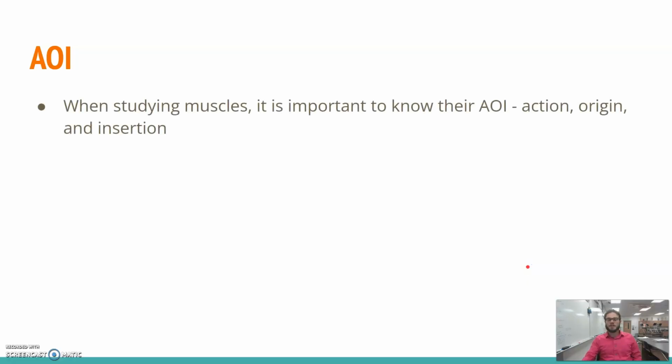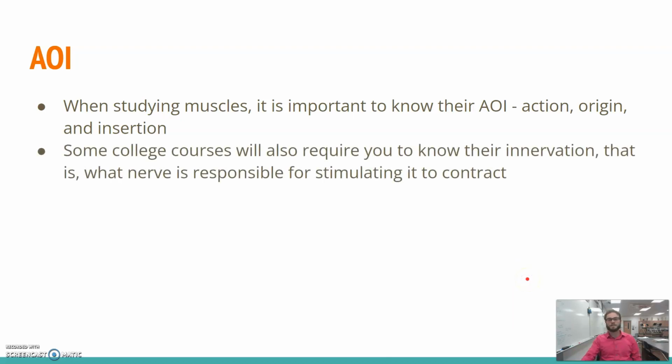So action, origin, and insertion, abbreviated AOI, is very important to know when studying muscles because everything that you may study or may go into practice for related to muscles is going to depend on the AOI in some form or fashion. And actually at the collegiate level, you'll go over the AOIN, where you include the innervation, or what nerve is responsible for that muscle, in addition to the action, origin, and insertion. So, I went over that really quickly, but that is what I just said there.